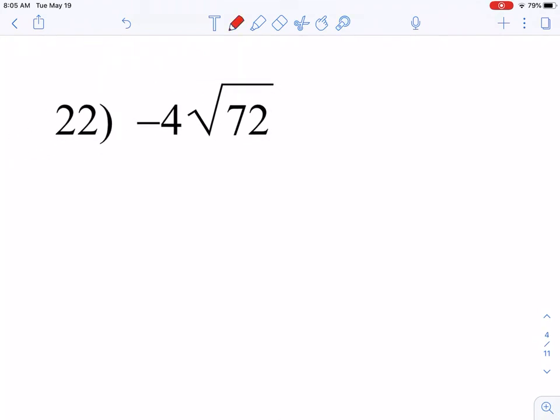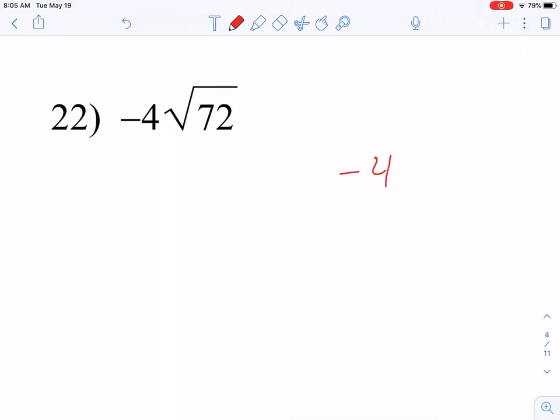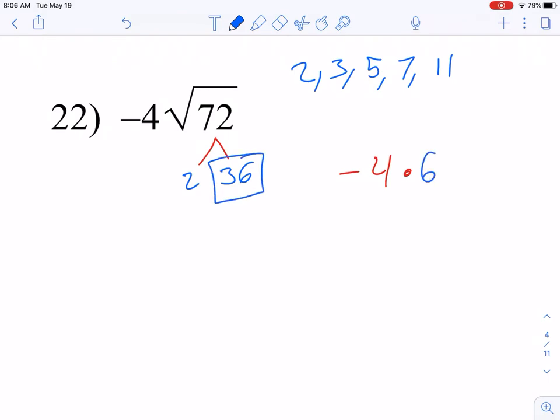Number 22. Again, I have a negative 4 waiting outside. I'm going to break 72 down. Remember, I'm always looking for 2's, then 3's, then 5's, then 7's, then 11's. So I'm going to see if I can use up all my 2's first. So 72 divided by 2. 2 goes into 7 3 times with 1 left over. That makes 12, so 36. Again, 36 is a perfect square. 6 times 6 is 36. So we could just say 4 times 6, square root 2. Work this out, right? 36 is 6 and 6. And then multiply those up to get negative 24 rad 2. And be done.